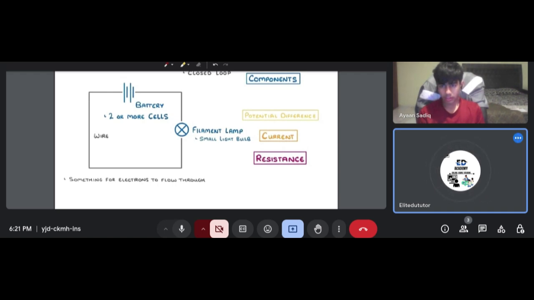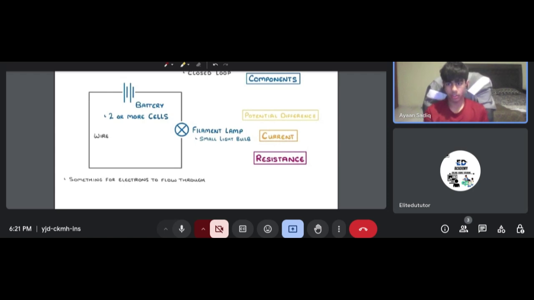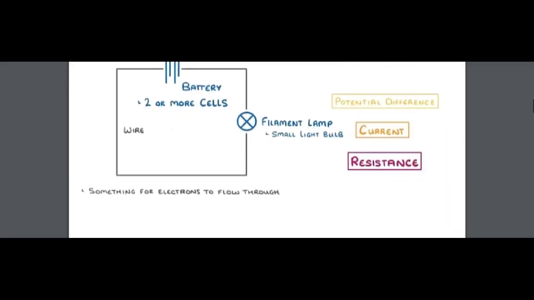Okay, it is a small light bulb. I think you did this practical in school. Have you ever done this? I think so, a lot. But I haven't done it. Okay.